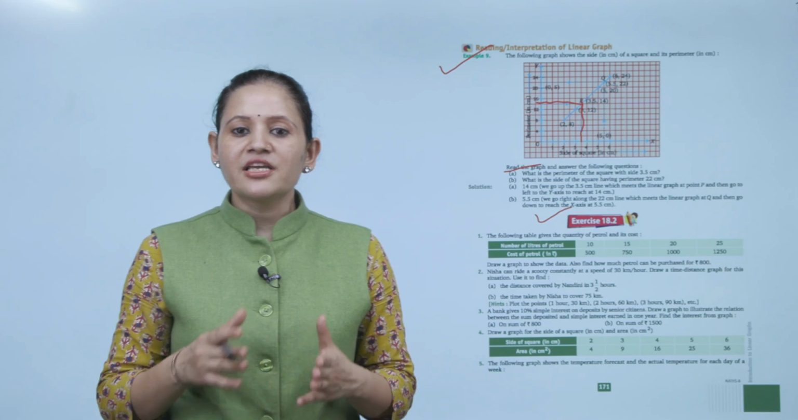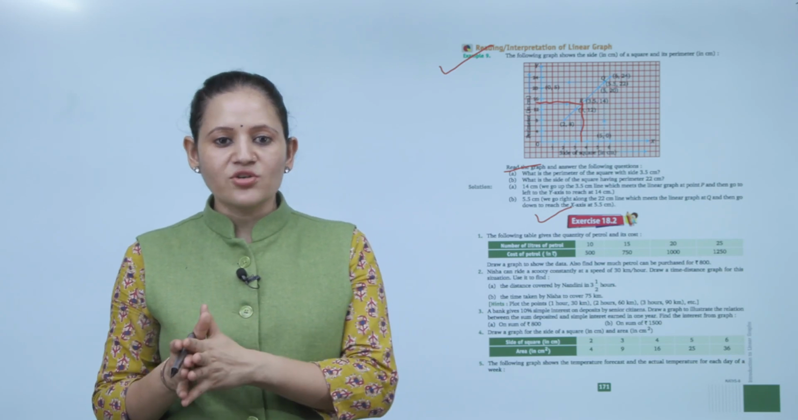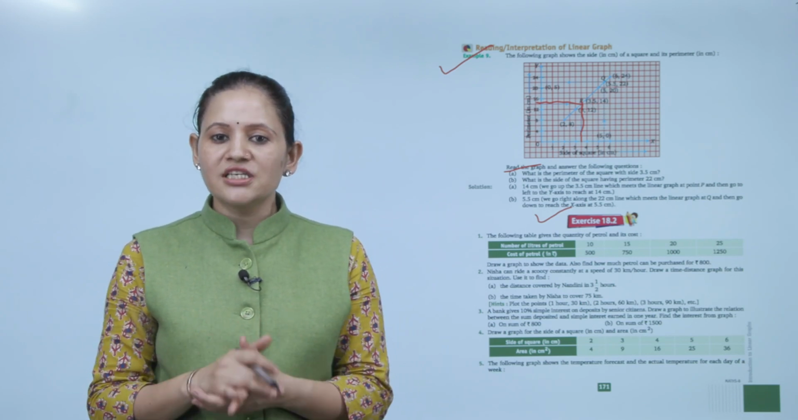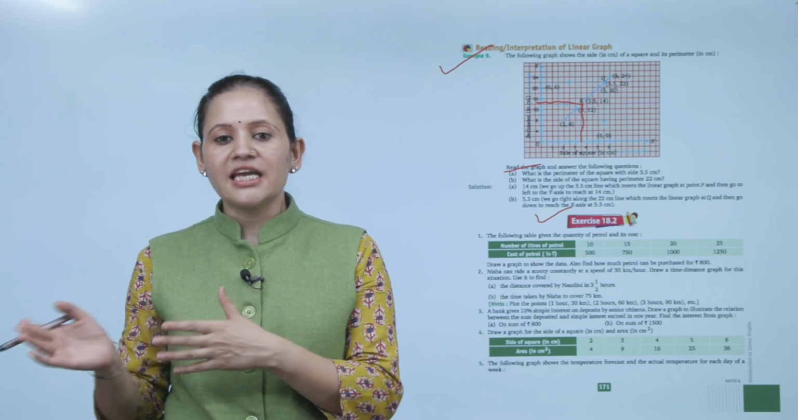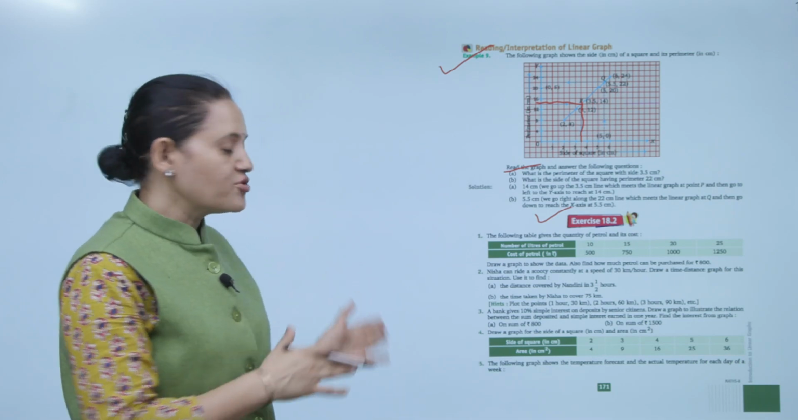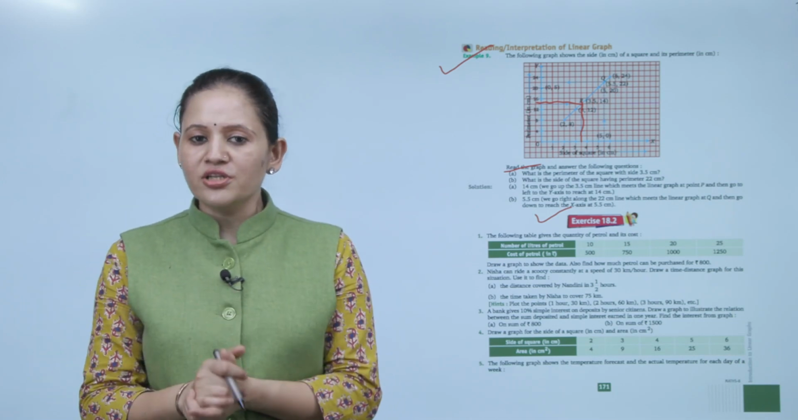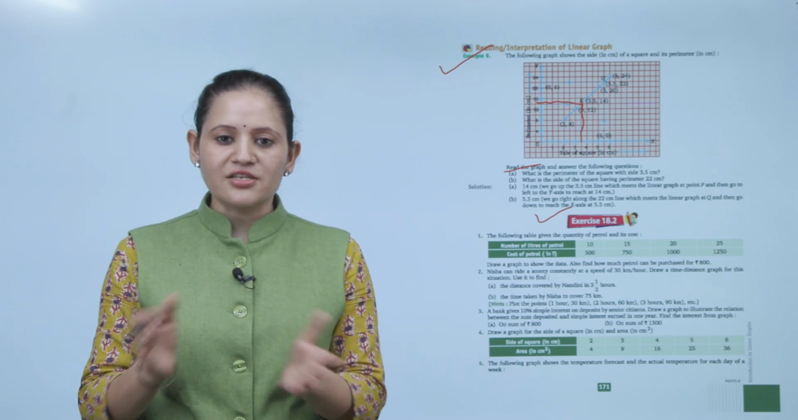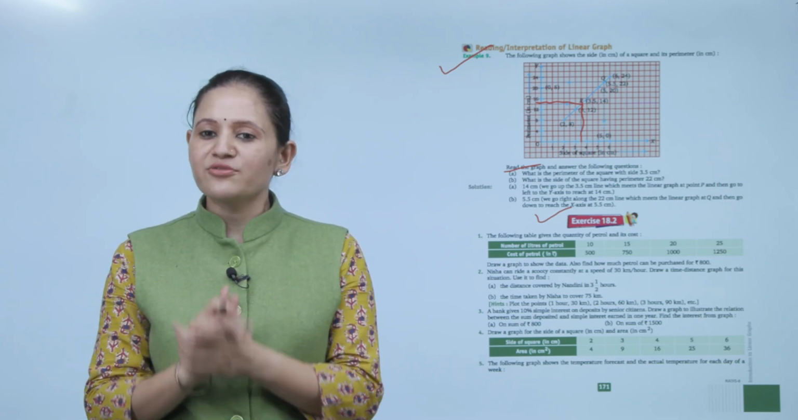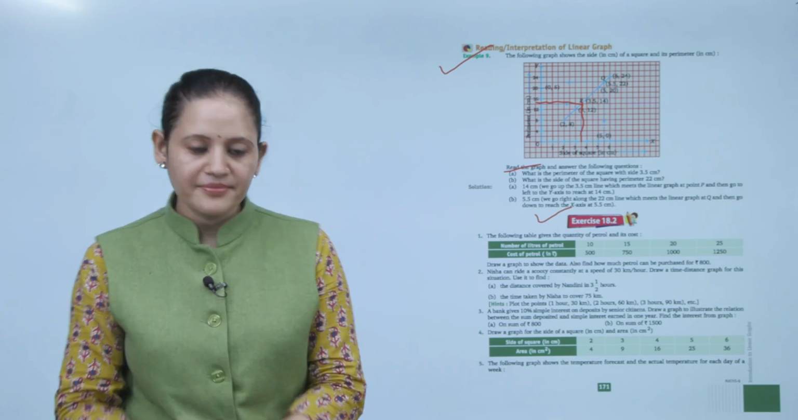The following table give the quantity of petrol and its cost. Draw a graph to show the data. Also find how much petrol can be purchased for rupees 800. So you will take a suitable scale and accordingly you will draw the graph. And then you can answer whatever question is asked to you. So this question you have to do yourself on graph paper.